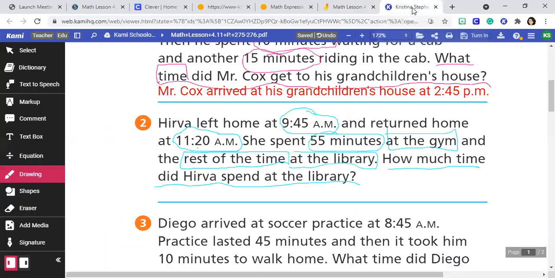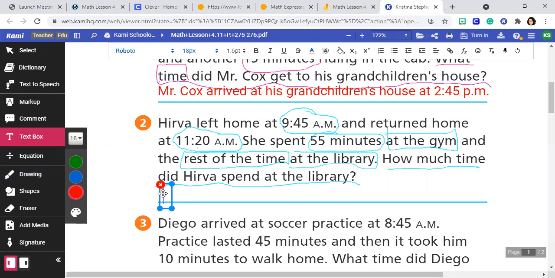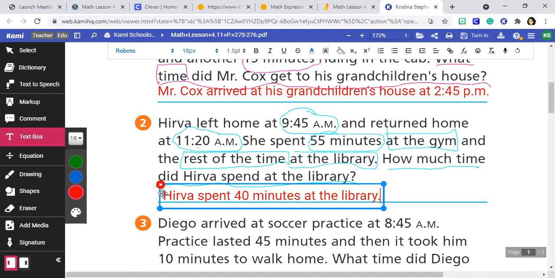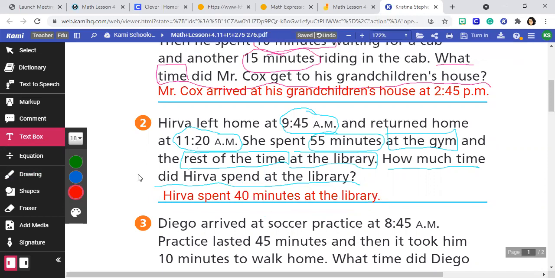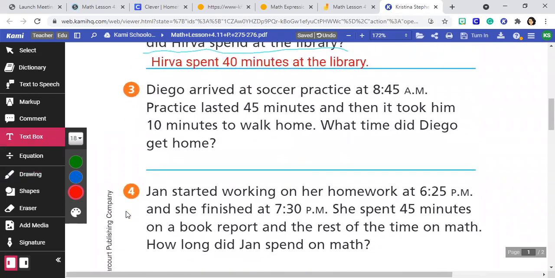Let's go back to our page and let's answer the question. How much time did Hirva spend at the library? I'm going to turn my question around to start my answer. Hirva spent 40 minutes at the library. Did your answer match mine? If it didn't, mark the points that you got right, find where you went wrong, and ask someone for help.